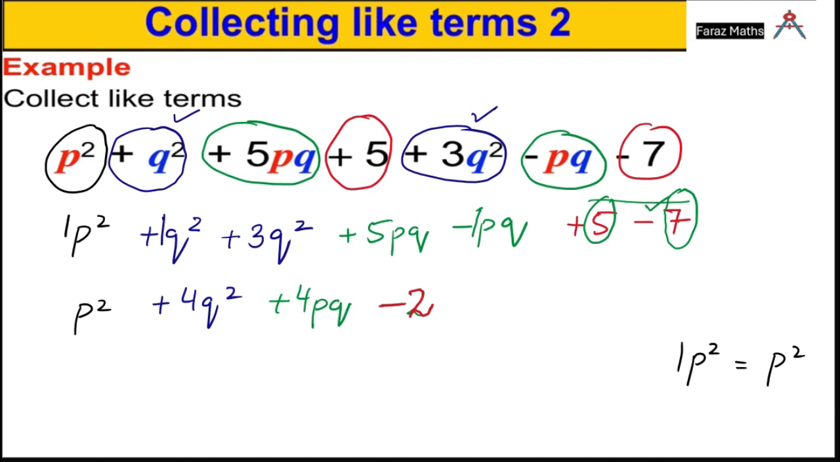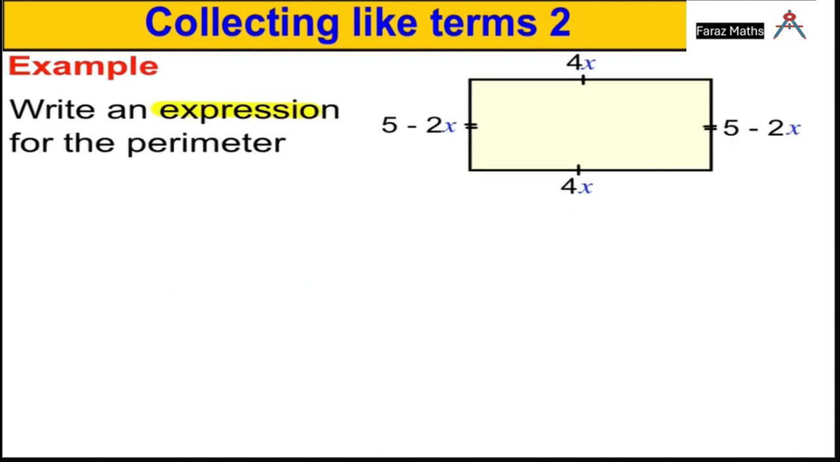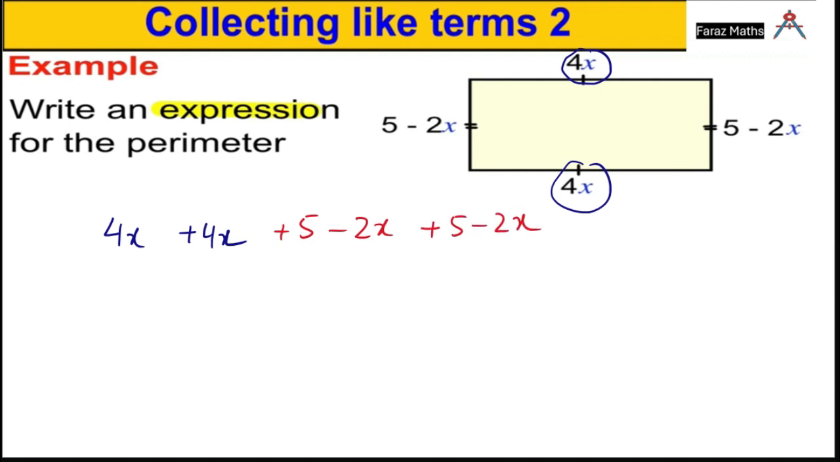Okay, coming to the next. Write an expression for the perimeter. So perimeter means sum of all sides. And in a rectangle, we see two sides are identical. So you have to add 4x, and then you have to write plus 5 minus 2x, and then again plus 5 minus 2x.